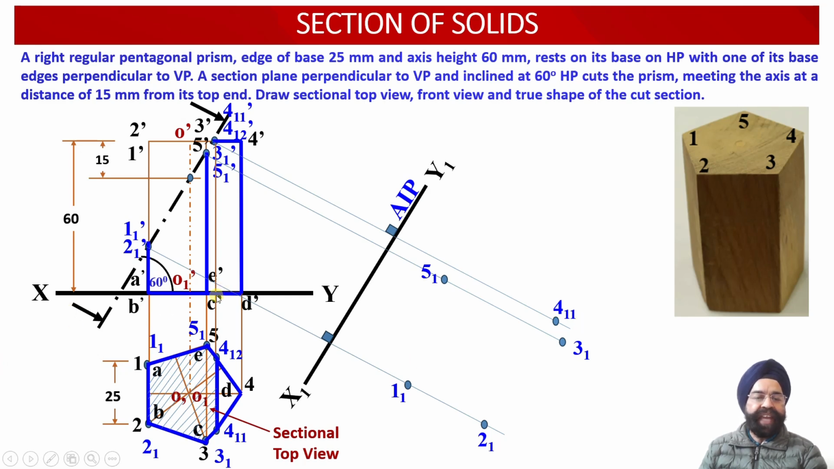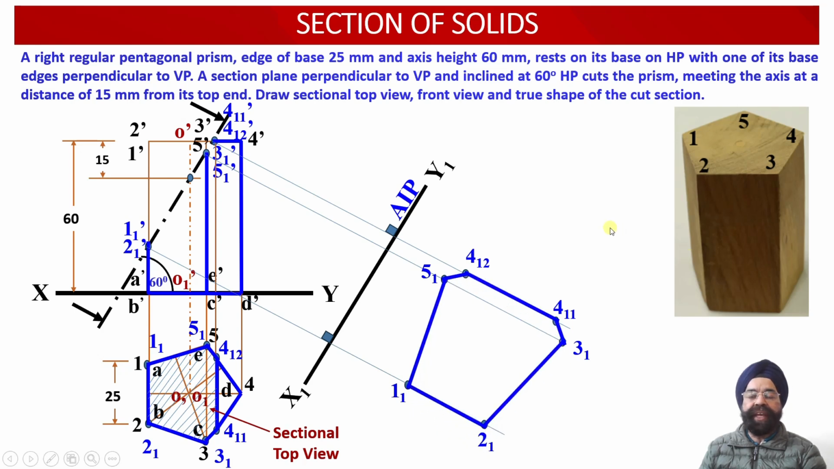And finally, here we have this point 4 1 2. Now we are going to measure the distance of point 4 1 2 from the XY reference line. Now onto the projector line emerging from 4 1 2 dash, if we mark the same distance over here, we obtain the point 4 1 2. So all the 6 points of intersection have been appropriately obtained into the auxiliary top view projection.